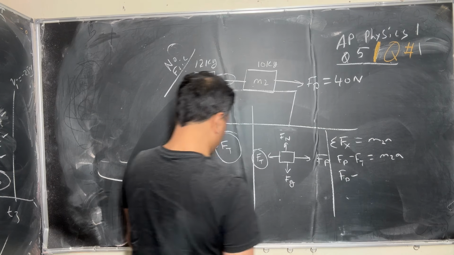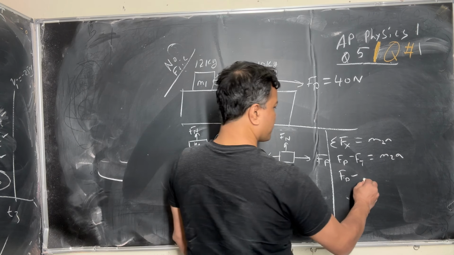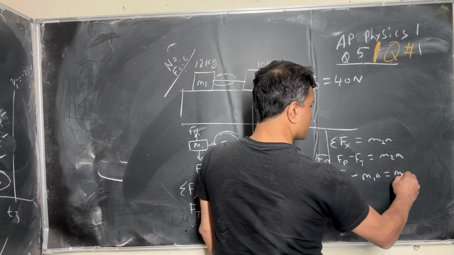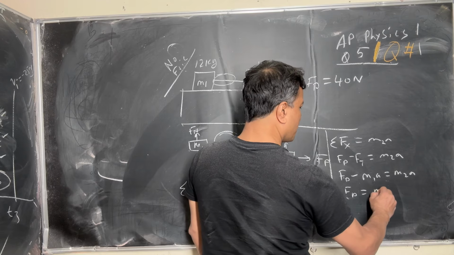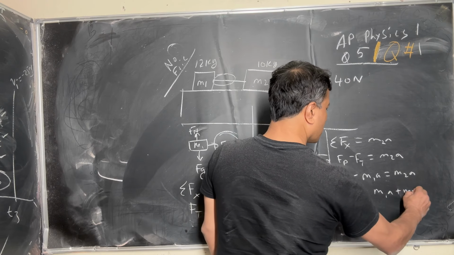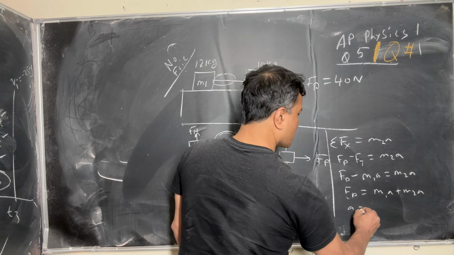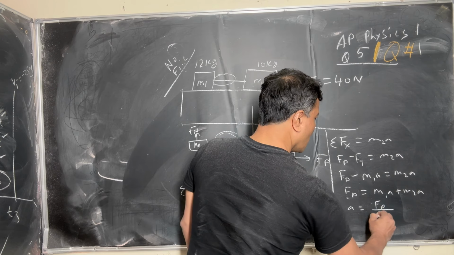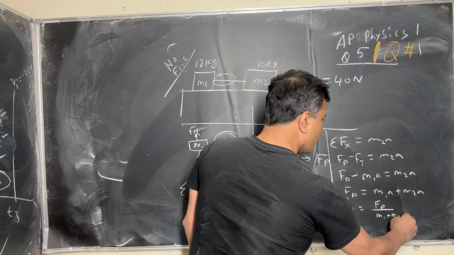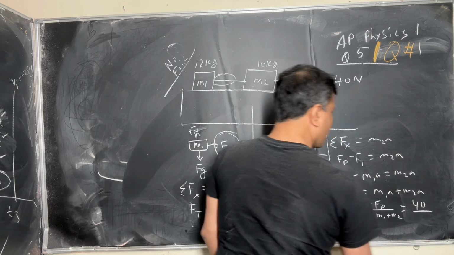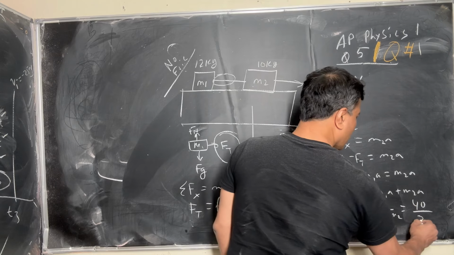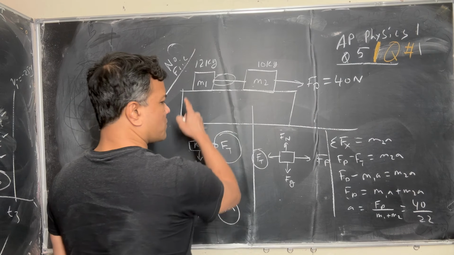Plug in over there. Fp minus m1a is equal to m2a. So Fp is equal to m1a plus m2a. So a is equal to Fp over m1 plus m2. Hopefully you see it, right? Yeah. So Fp is 40, 40 divided by 22. 10 plus 12, 22.